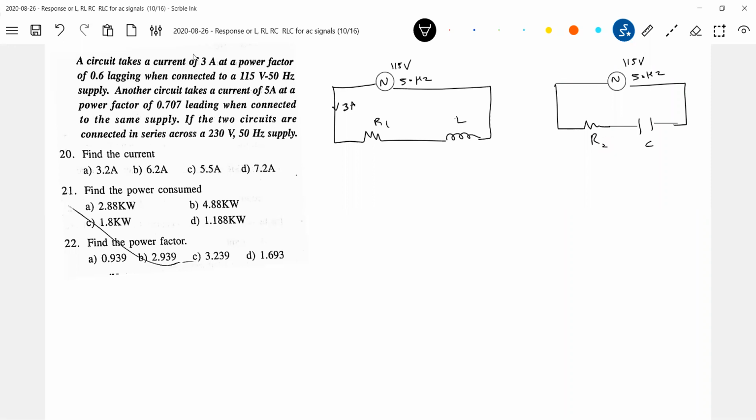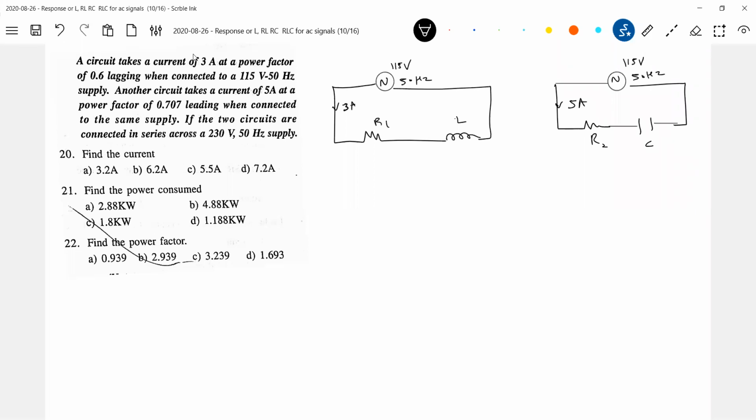Okay, and what is the current here? 1 by root 2 ampere. Now, what all do we know? We know VRMS. We know IRMS. But we don't know R1 and L, R2 and C. The power factor is what we know. So what is the formula for power factor? Sir, current is 5 amperes. 5 ampere. Okay, now go back to the formula.